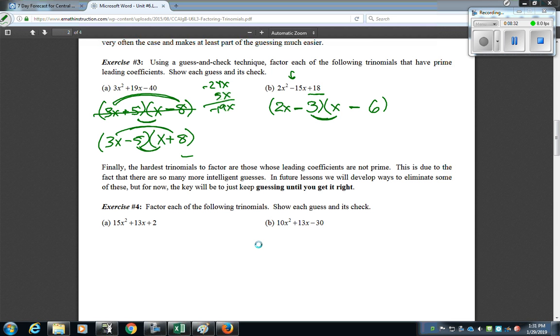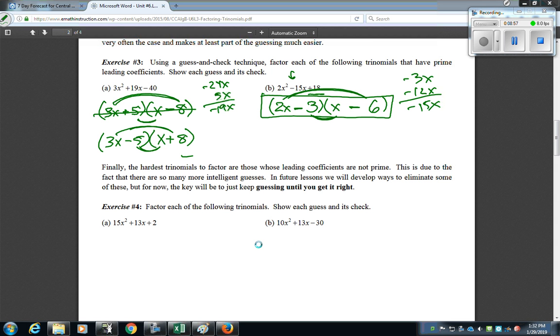So for this right now, I have negative 3 and negative 12, which would be negative 15. So I have negative 3x and negative 12x, which is that negative 15x. So in this case, this first guess does work. Now, again, I've done these before, so I kind of know where to go with it, but you may have to make four or five guesses before you get it right, which don't really worry about.